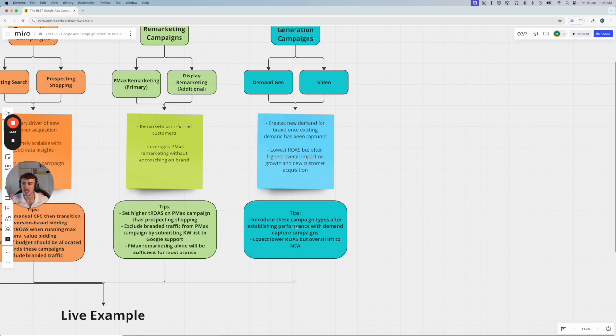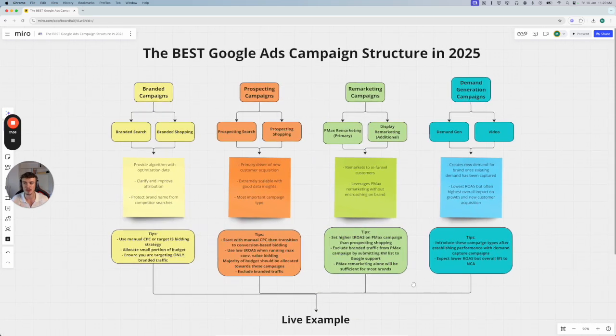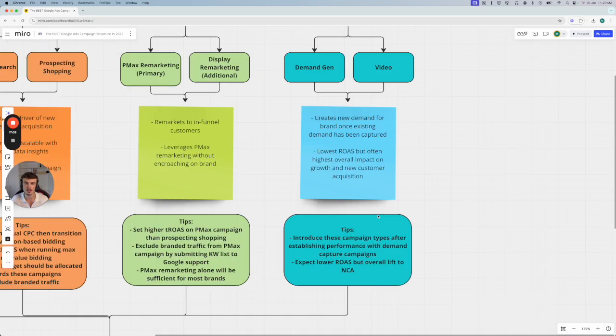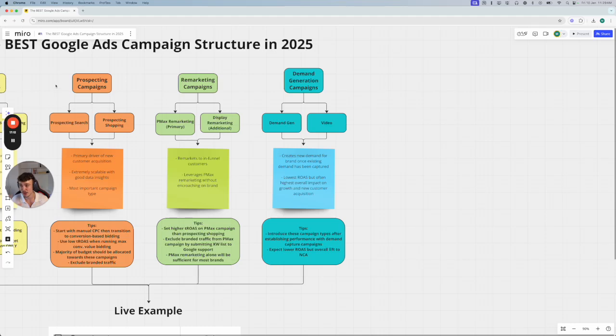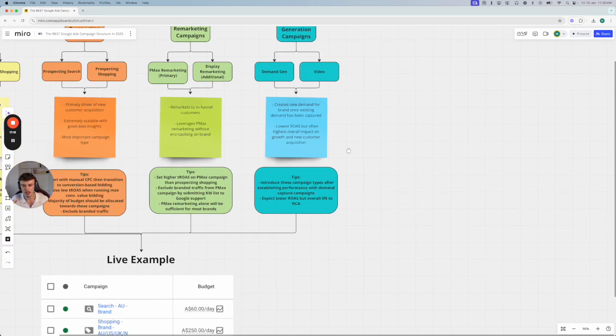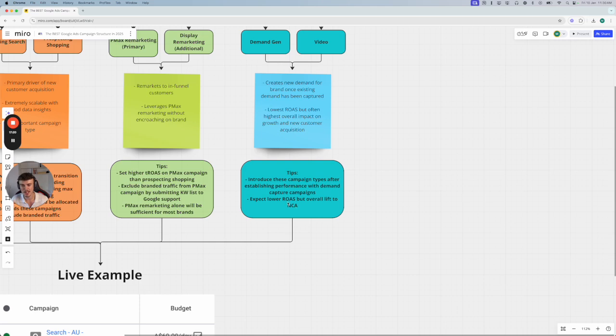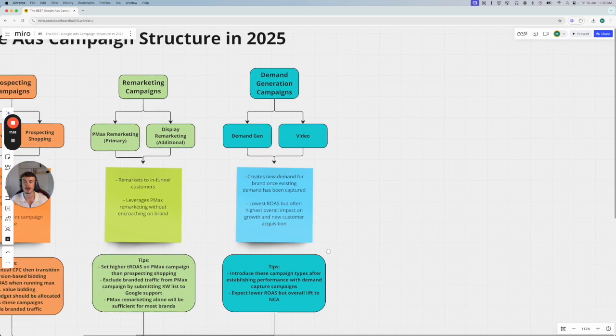Introduce these campaign types after establishing performance with demand capture campaigns, right? So these are all your demand capture types, like I said. Once you've seen these work and you're getting consistent results, start introducing demand gen, right? Start weaning it in. And then if you do get to a point where you're completely saturating all of these campaign types, then you definitely need to bring in demand generation, right? Now, expect a lower ROAS on these demand gen campaigns, but an overall lift to new customer acquisition, right?